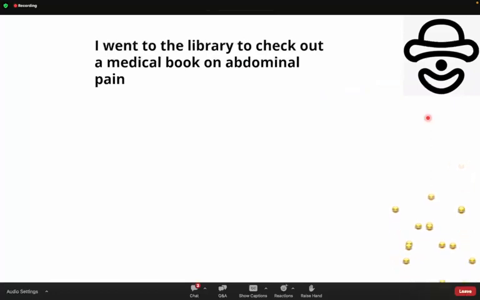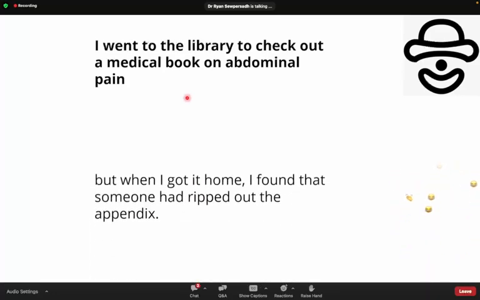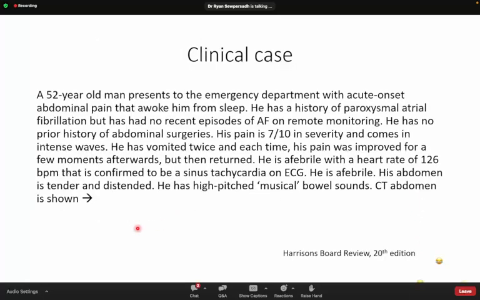So whenever you see this guy, that's a humor slide, right? So speaking about that, here's our first humor slide. When I was researching the topic, I went to the library to check out a medical book on abdominal pain. But when I got it home, I found that someone had ripped out the appendix. All right.